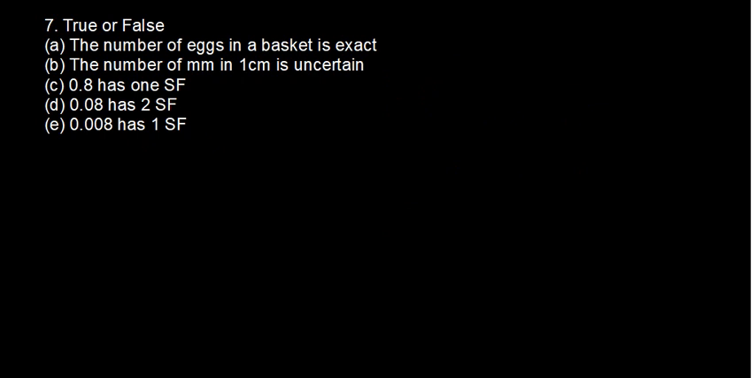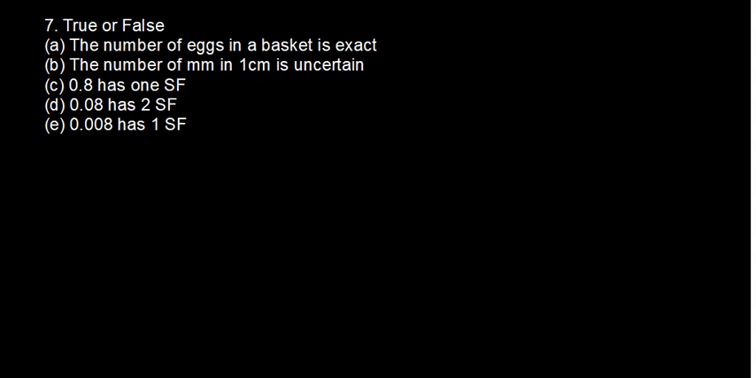B. The number of millimeters in a centimeter is uncertain. Is it true? Don't we know the number of millimeters in a centimeter? So basically, if you look at 2.7 centimeters, the uncertainty applies to the value at the end, which is millimeters. So that is also true. We are uncertain of the millimeters that may be in a centimeter.